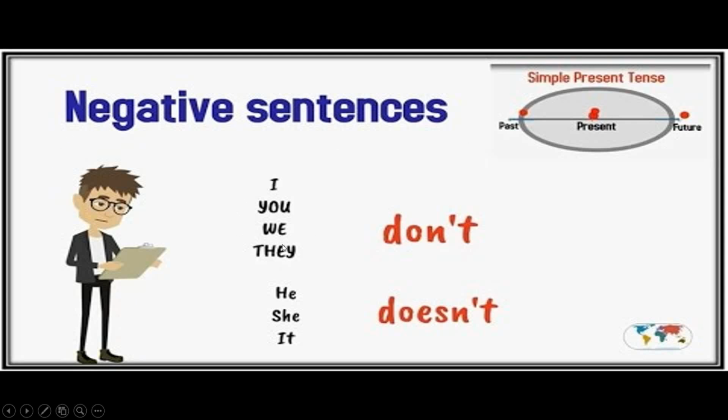I, you, we, they. We take it in plural noun or pronoun. Okay, so with plural noun or pronoun, we use don't. With singular noun or pronoun, we use doesn't. Like I don't, you don't, we don't, they don't. All are plural or will come under plural noun or pronoun. So we have used don't.